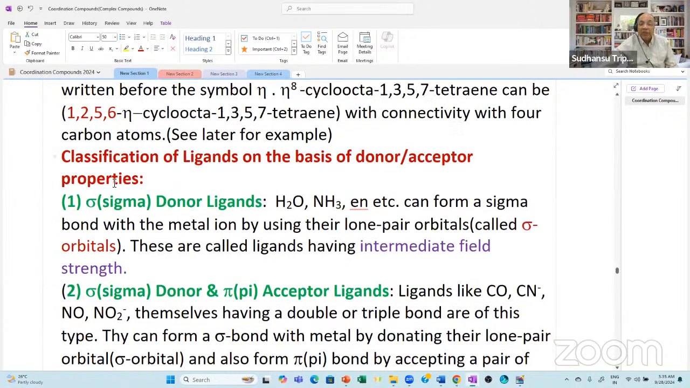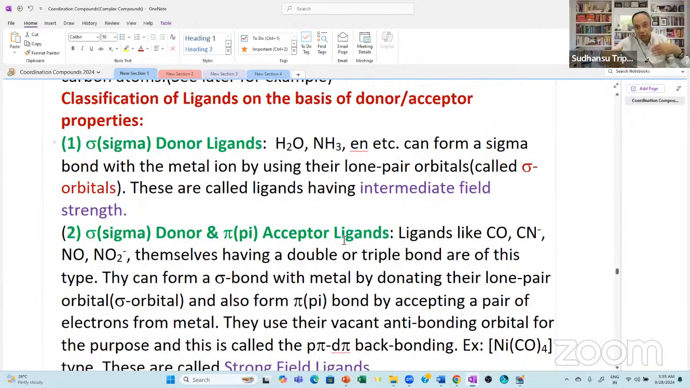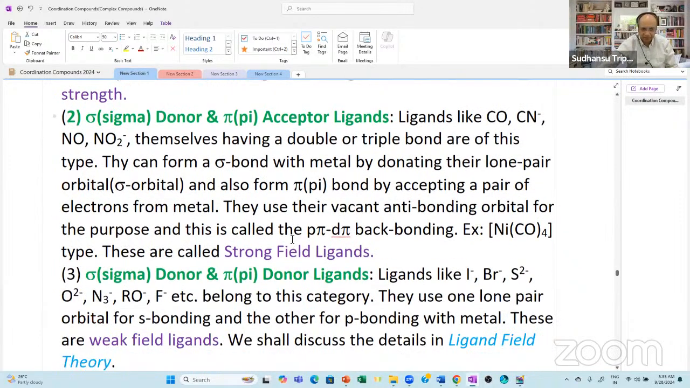And also the classification of ligands on the basis of donation and acceptance: sigma donor only, sigma donor and pi acceptor, and sigma donor and pi donor. These three kinds of ligands make strong field ligands, weak field ligands, and ligands with intermediate fields.